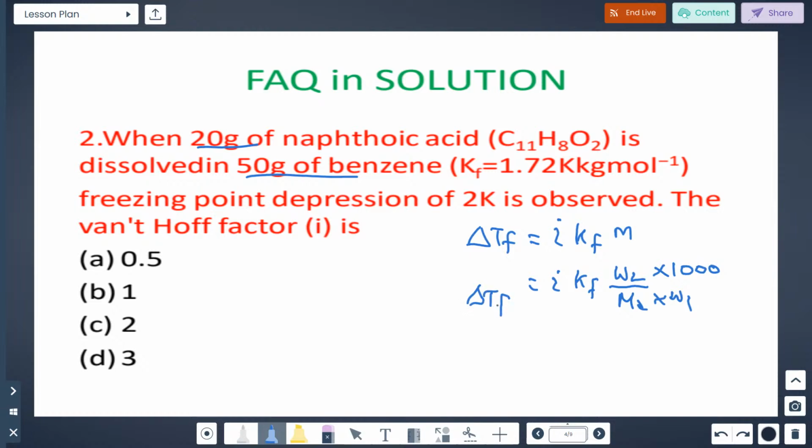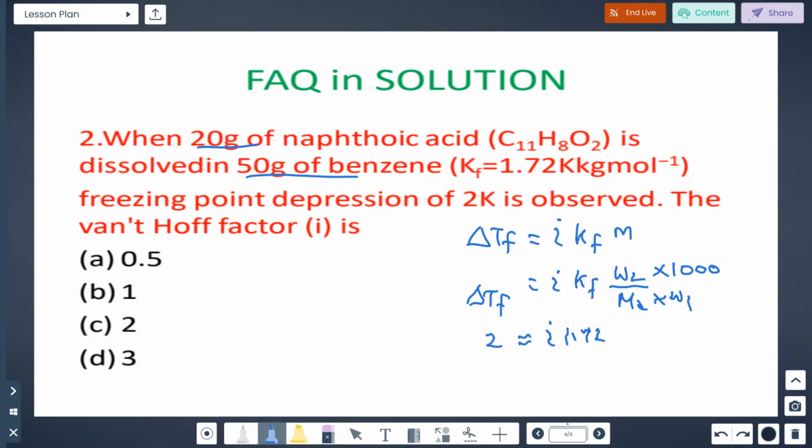See, just like the first sum, it's a similar sum. The freezing point depression is 2 Kelvin. So when we add this solute to the solvent, this much changes in freezing point. This is given, so the 2 Kelvin is given, and i only is the unknown quantity. Understood? They are asking only i, the Van't Hoff factor. Then Kf is given, that is 1.72. Then W2, I already told you, 20 gram of naphthoic acid is dissolved in 50 gram of solvent.